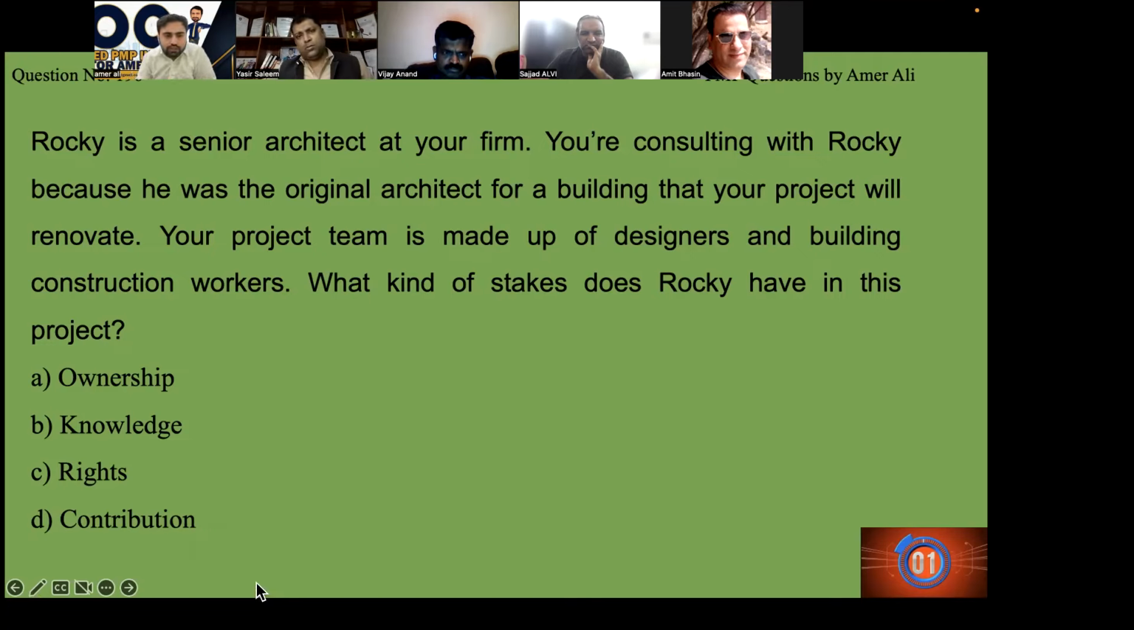Okay. So it's not ownership. How is it ownership here? He doesn't own that. You are consulting with him because he was the original architect for the building that your project will renovate. So he's not the owner here. He would have been the owner on that. Owner is not the answer here, not at all. Acha, the knowledge, yes. Okay, I think it is a tacit knowledge concept.